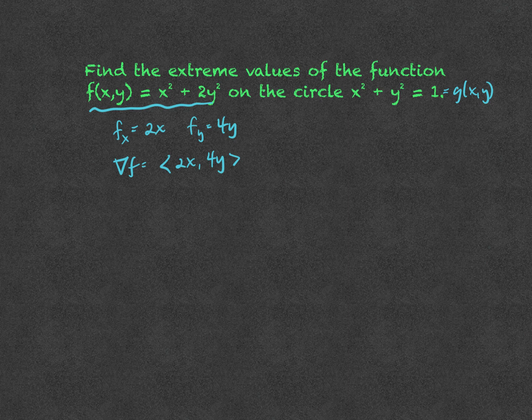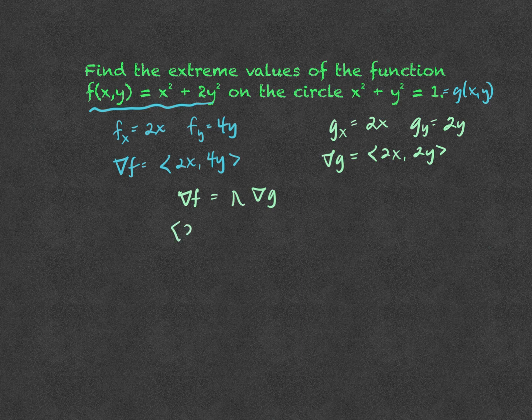Now let's talk about g. The partial derivative with respect to x is 2x, and the partial derivative with respect to y is 2y. So the gradient of g is 2x, 2y. Now the Lagrange multiplier says that the gradient of f is equal to lambda times the gradient of g. So we're going to say the vector 2x, 4y is equal to lambda times the vector 2x, 2y.